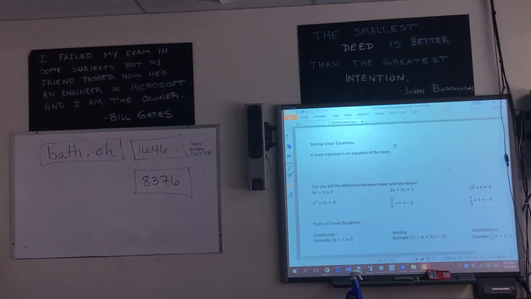You guys remember what a linear equation is, what it looks like, what the defining characteristics are of it? Algebraically, what's the defining characteristic of a linear equation?